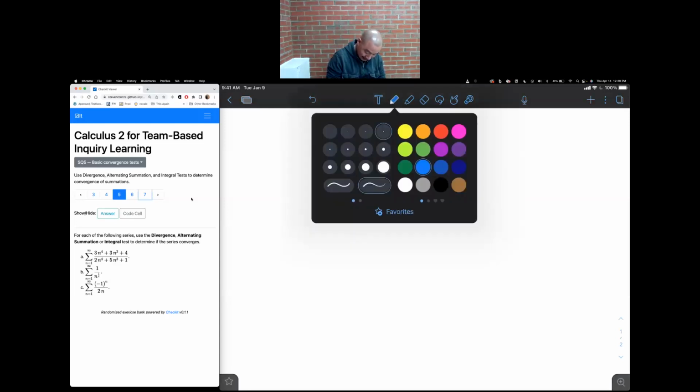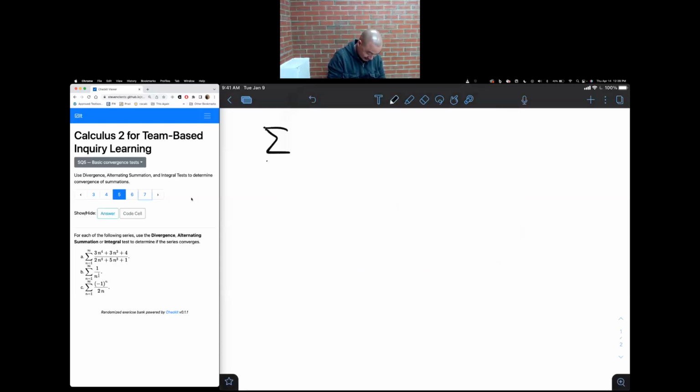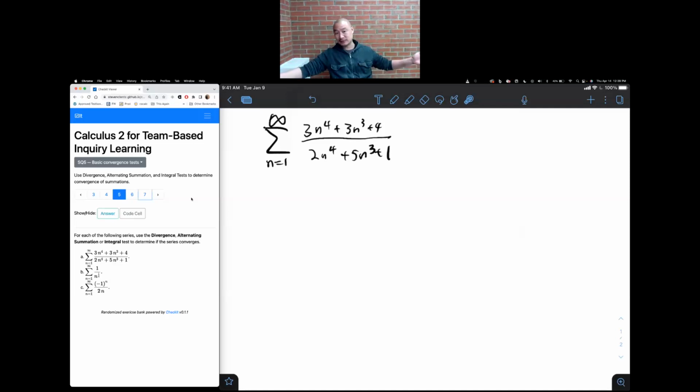We note that the very first series is a rational expression, 3n to the fourth plus 3n cubed over 2n to the fourth plus 5n cubed plus 1. And what we should note is that this is a rational expression where both the numerator and the denominator have the same degree. Rational expressions like that converge when we take their limit to infinity.